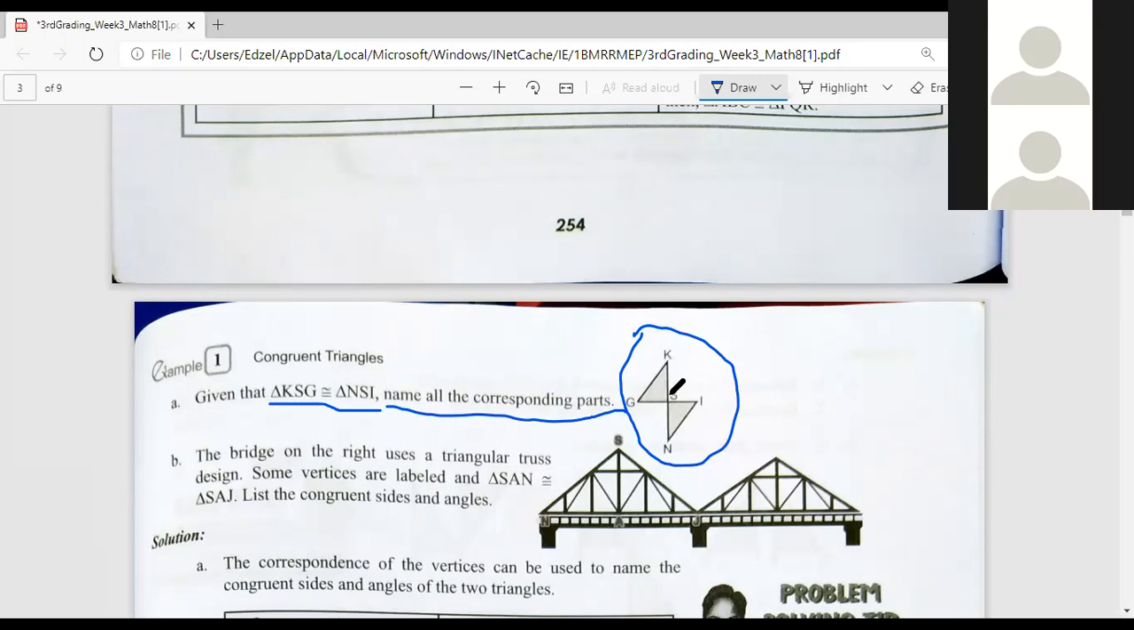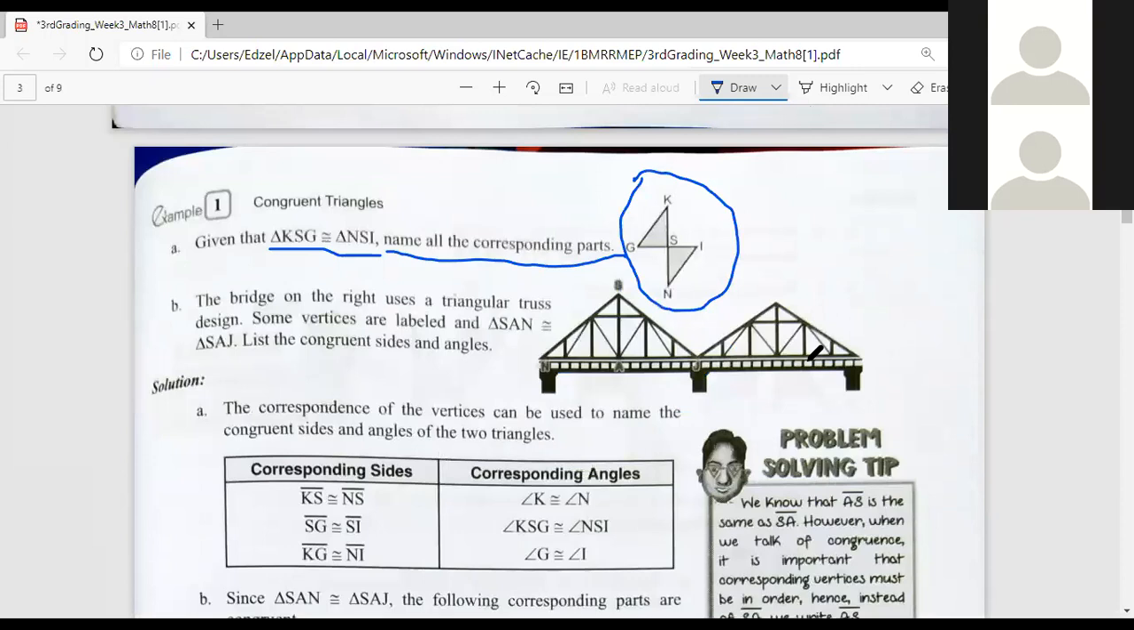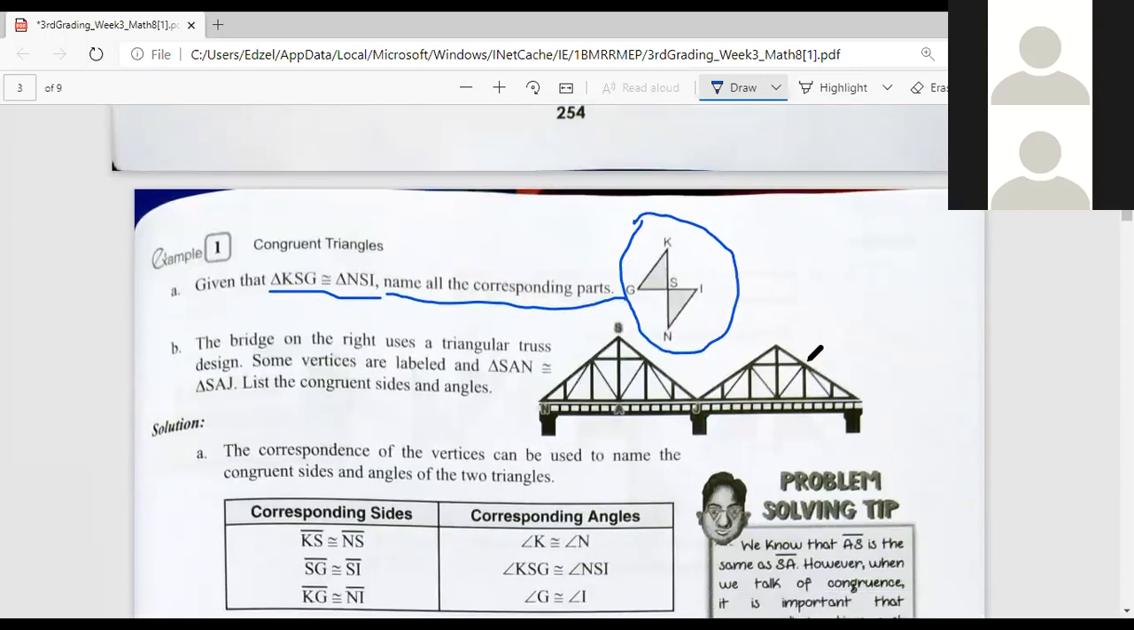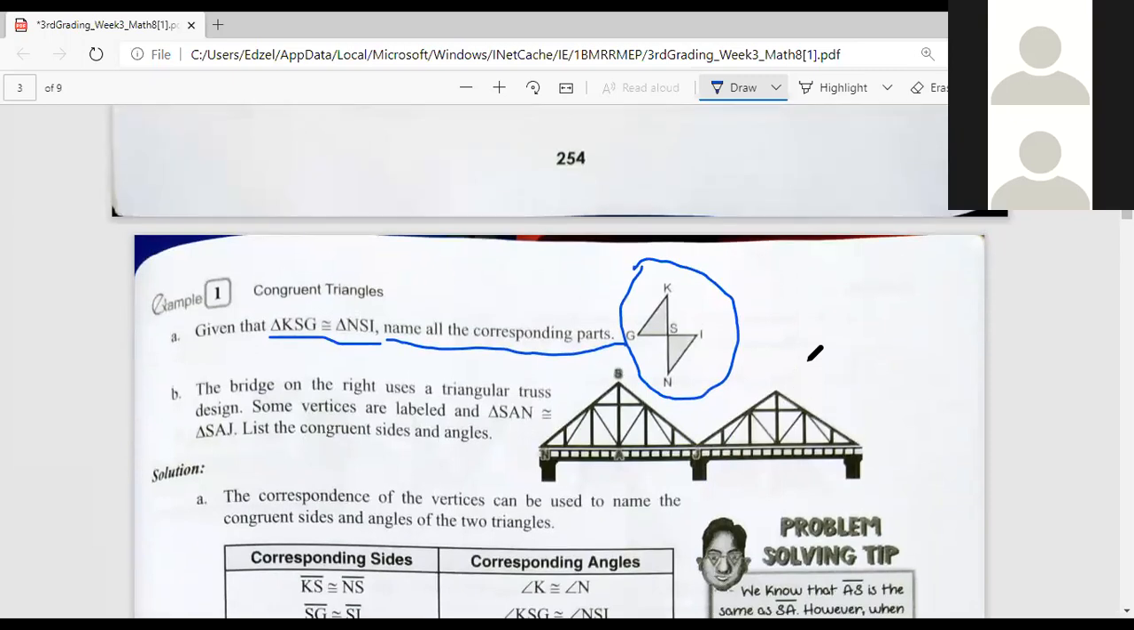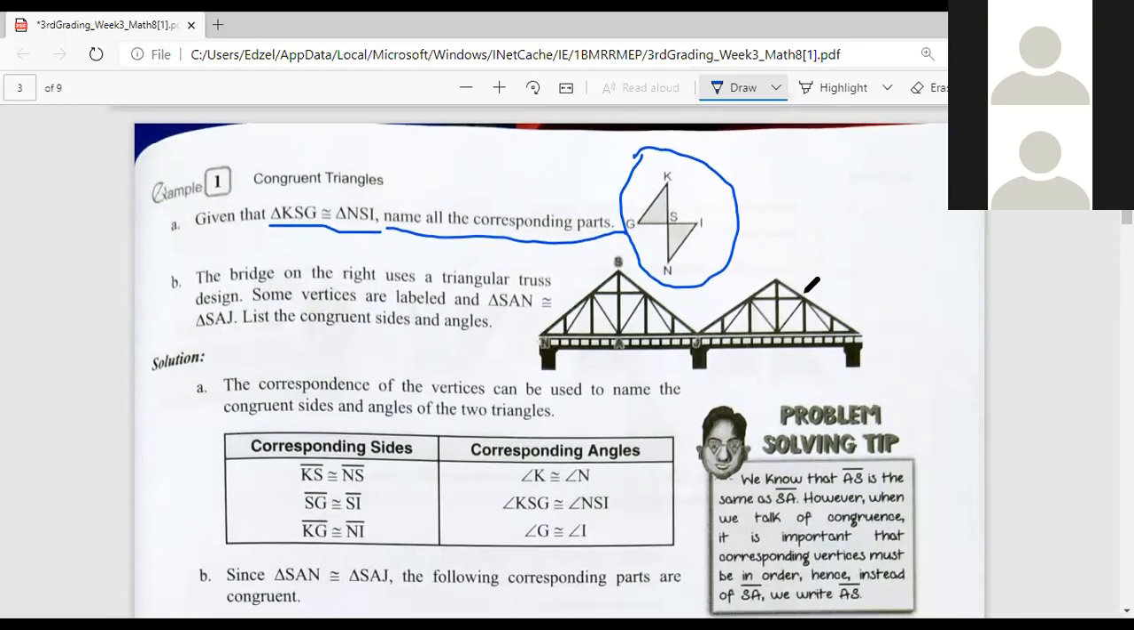In this triangle that I circled, name all the corresponding parts. Vertices first: what are the corresponding vertices? Vertex K corresponds to vertex N. Vertex G corresponds to vertex I. Then vertex S corresponds to vertex S. That's it. Thank you, Riza. Very well, Riza is correct.